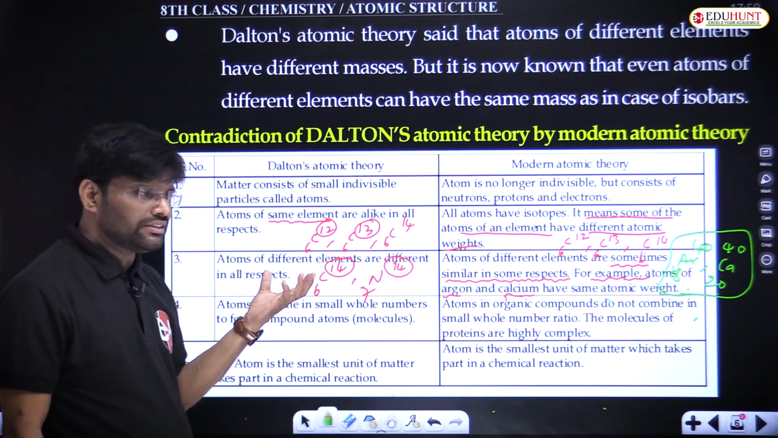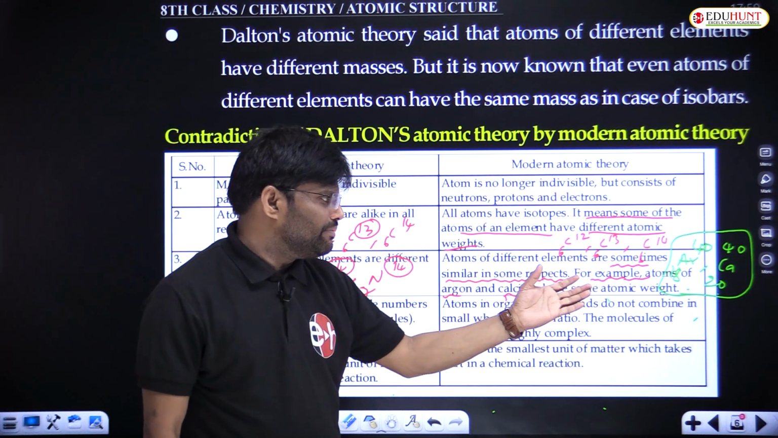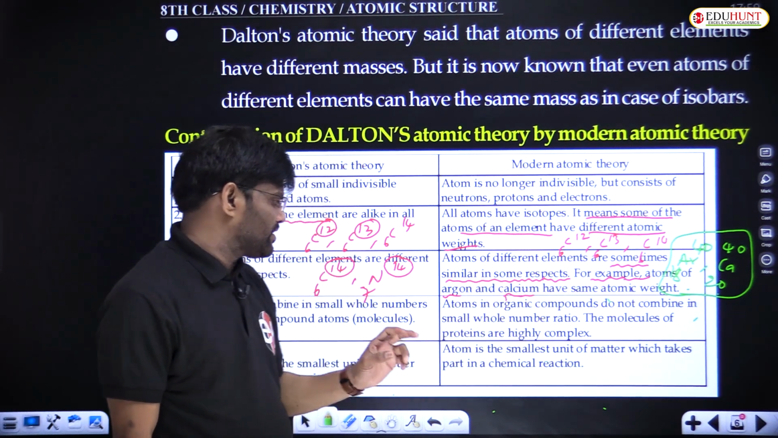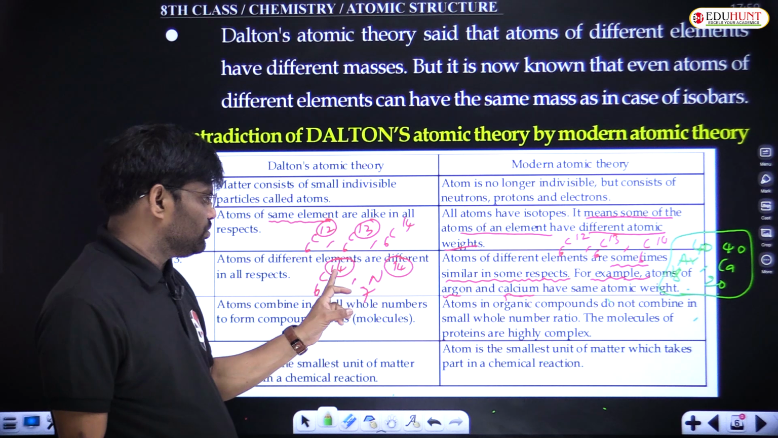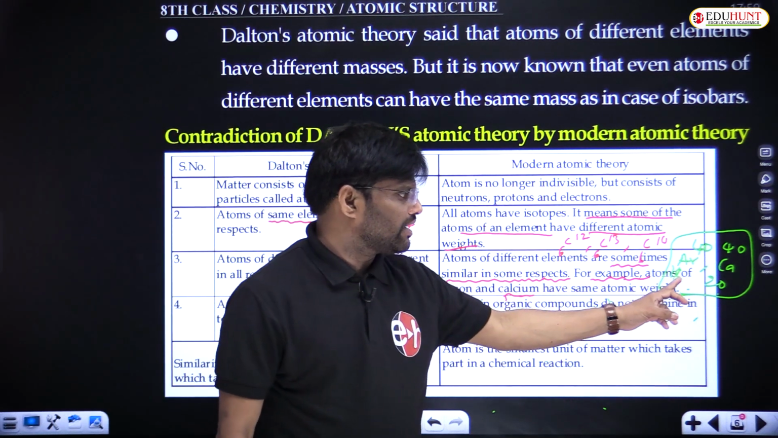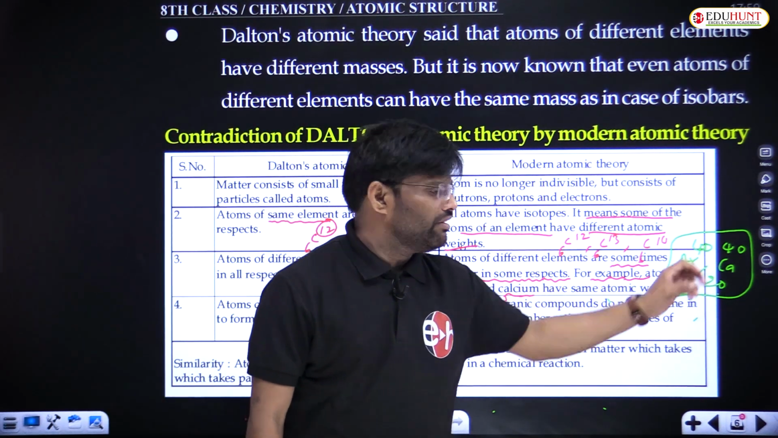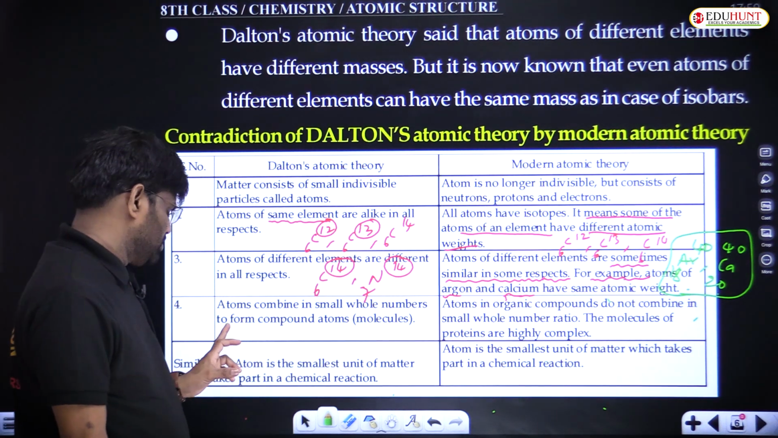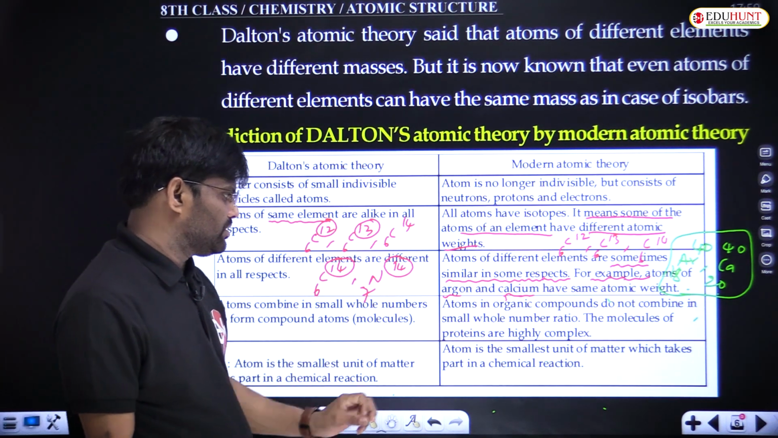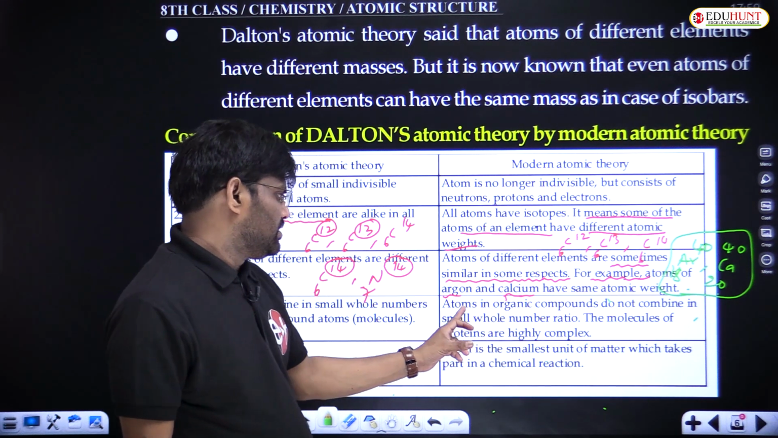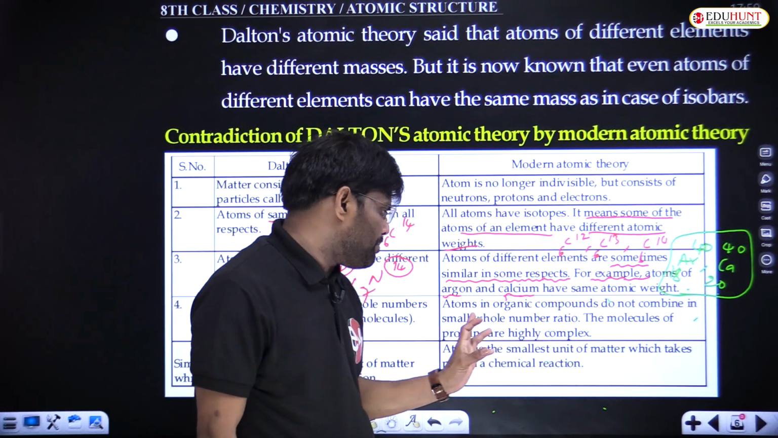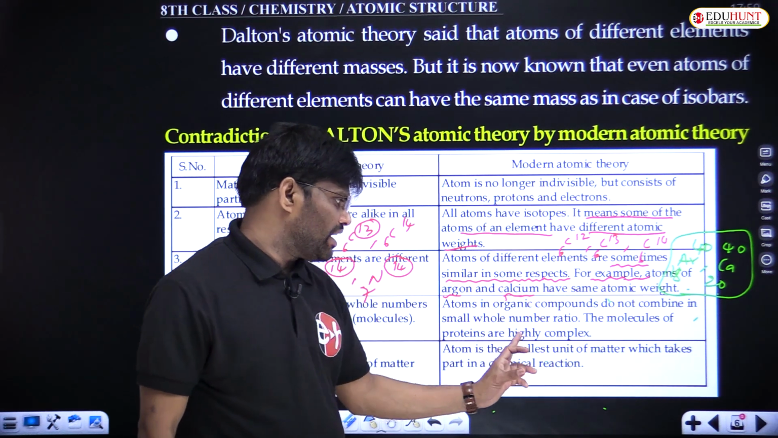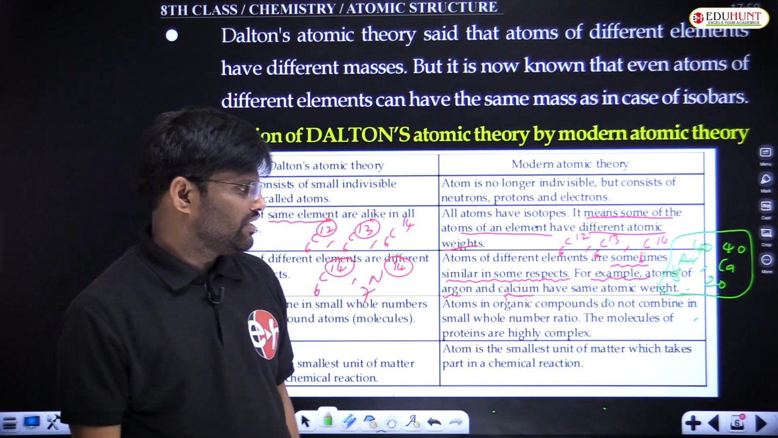Understanding? But in this case, different elements are sometimes similar in some respects. That means carbon, nitrogen 14. But in this case, argon 1840, calcium 2040. Next case, atoms have combined in small whole numbers to form compounds. But in this case, atoms in organic compounds don't combine in small whole number ratios. The molecules, proteins are highly complex.